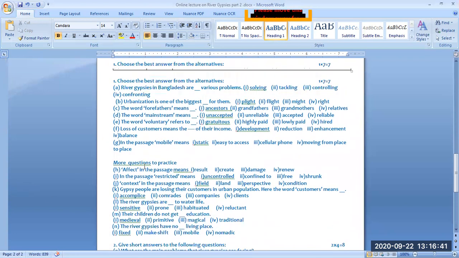Okay, so in your question paper, you will be asked to choose 7 answers from the alternatives, and there are 7 questions here, and we have some more extra questions for practice here. Okay, river gypsies in Bangladesh are dash various problem. You should try to know the meaning of this word, or if you don't know the meaning of these options, you should try to guess the meaning.